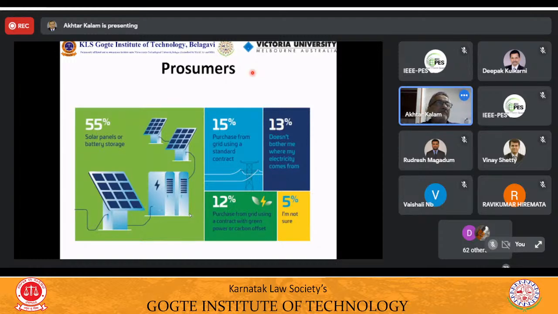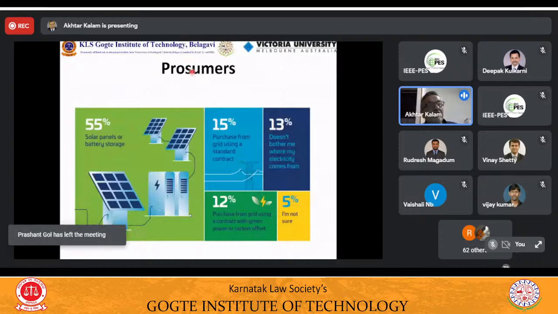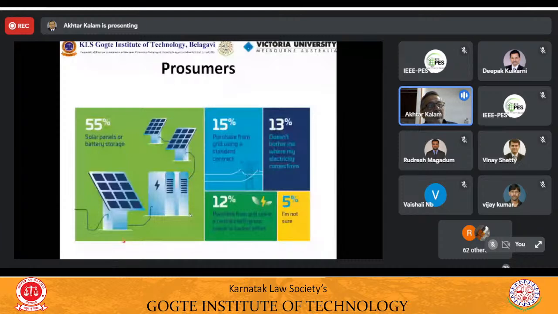Therefore, you will find that 55% have solar panels and battery storage, 15% purchase from the grid, 13% are not bothered where the electricity comes from, 12% are using green power, and 5% are not sure where they're getting power from. So you'll find the majority of our consumers are no longer consumers, they're prosumers, and either they are buying directly from the grid or they're selling it back to the grid.